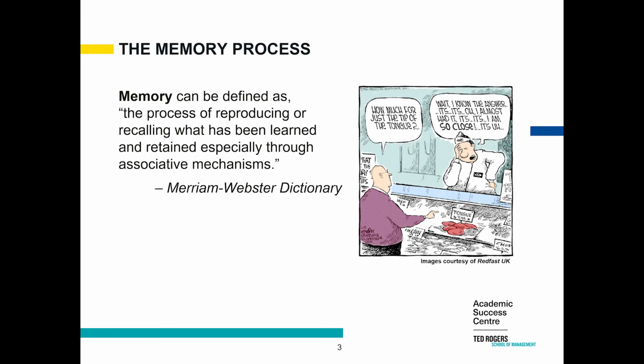Let's start by defining memory and understanding the memory process. According to Merriam-Webster's dictionary, memory can be defined as the process of reproducing or recalling what had been learned and retained, especially through associative mechanisms.